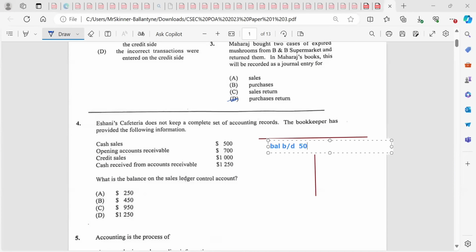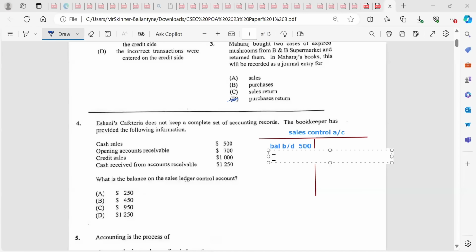700. For sales ledger control accounts, the debtors, we treat it as an asset account. When assets increase, you debit; when assets decrease, you credit. If it's increasing how much they owe, you go into debit. If it's decreasing how much they owe, you go into credit. So credit sales, is that increasing how much they owe or decreasing? Increasing, so you're going to debit.